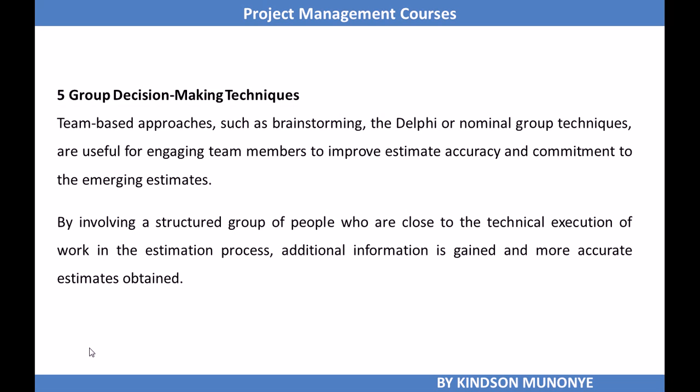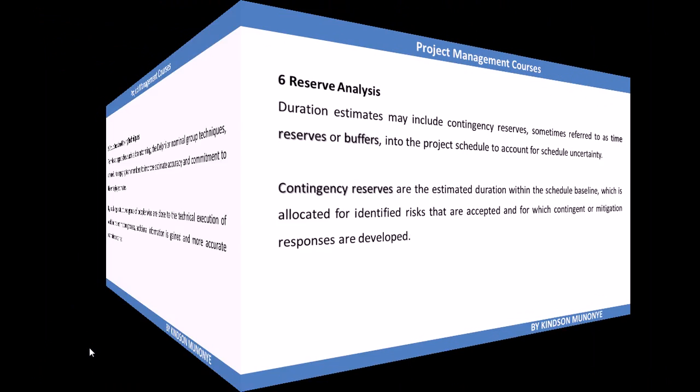Some team-based approaches might be brainstorming, Delphi technique, or nominal group technique. Remember that the Delphi technique solicits input from experts who may participate anonymously in the discussion, and the nominal group technique enhances brainstorming with a vote, if I'm not mistaken. So group decision making techniques simply has to do with engaging team members to help you improve your activity duration estimates. This might also improve the accuracy of your estimates.